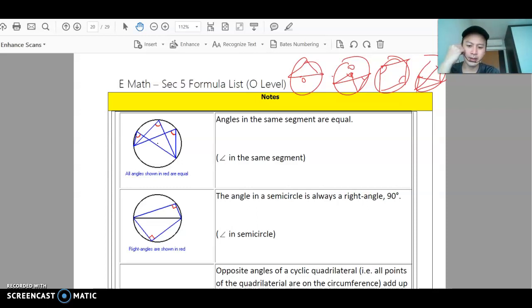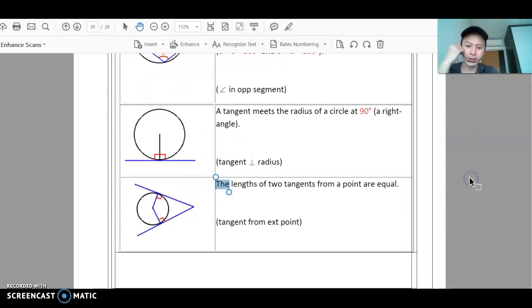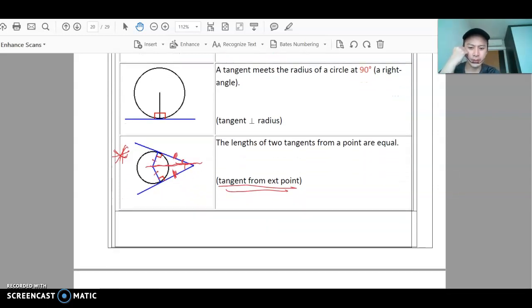And of course, other than these 4 main ones, the next one would be this property over here, which is also very common. This is a tangent from external point. There's a lot of information in this property. There's a right angle first of all. There are 2 congruent triangles over here. They cut the triangle into half, then cut the angle into half. The 2 lines here are also the same. So anything that's linked to this, you just use the reason as tangent from external point.